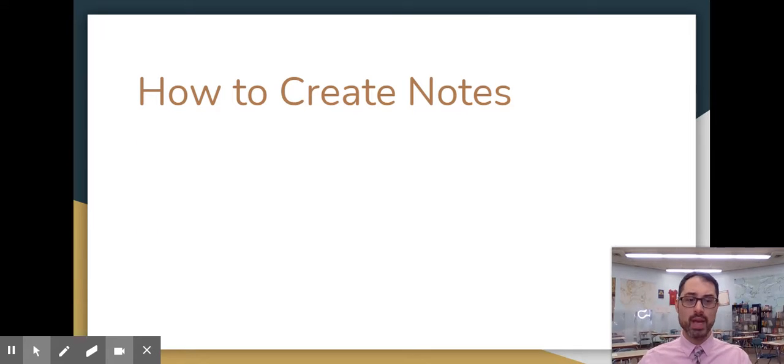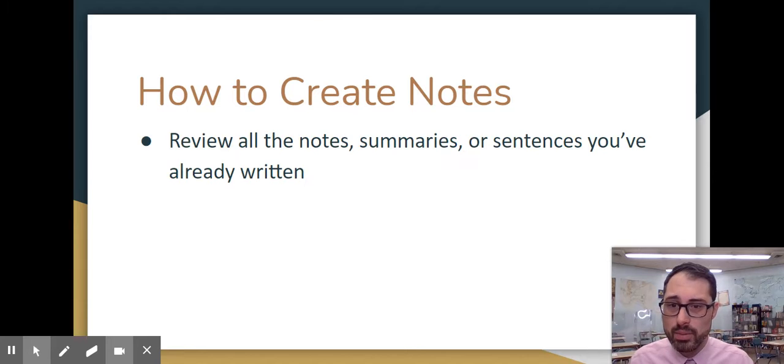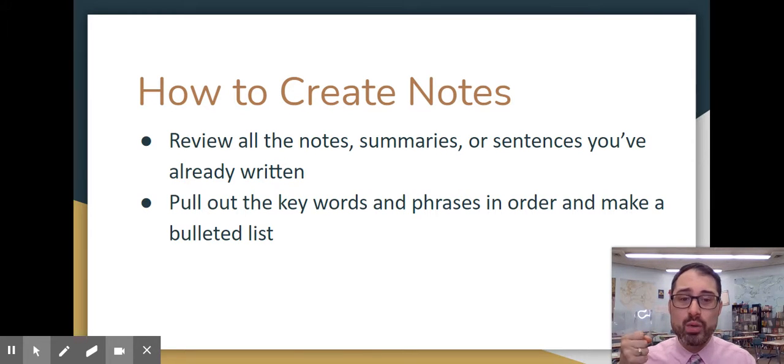So how do we create notes that help us develop an effective presentation? We want to review all the notes and summaries and sentences we've already written on the topic. Once you look at those, we want to pull out keywords and phrases. And we want to take those keywords and phrases from your notes and make a bulleted list.